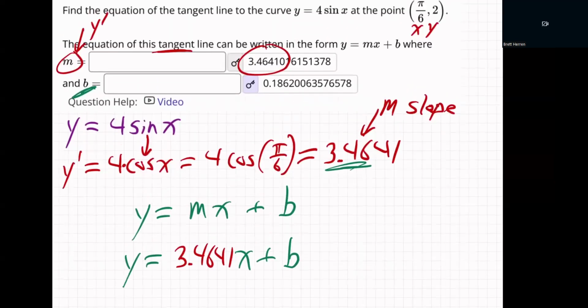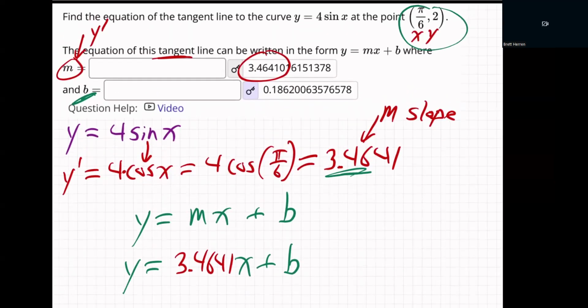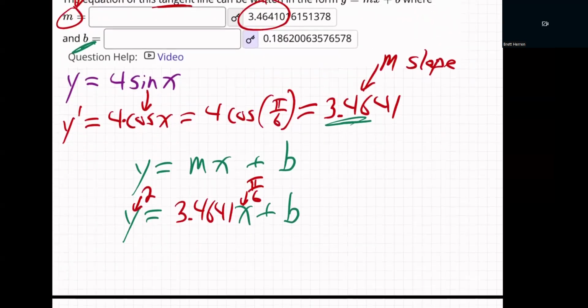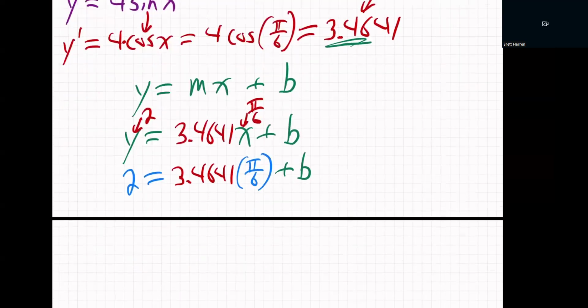And now I'm going to plug in. Now, what's the x and the y? Well, right here. Here's the x and the y. So x is going to be, plug right in there, pi over 6. And what is y? 2. Some say, oh, okay. So 2 equals 3.4641 times pi over 6 plus b.